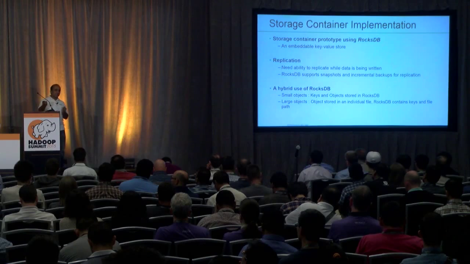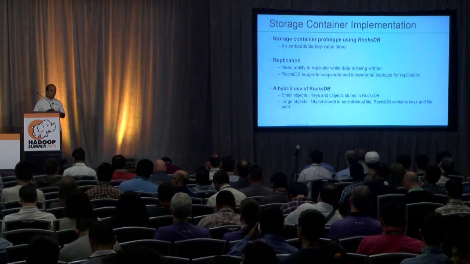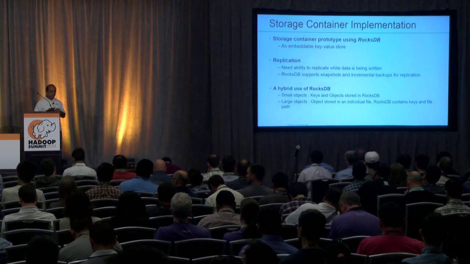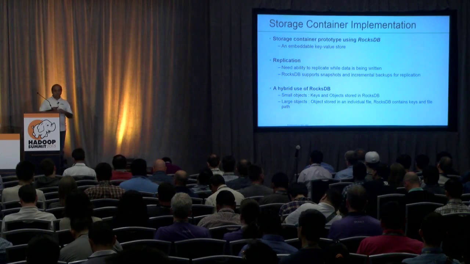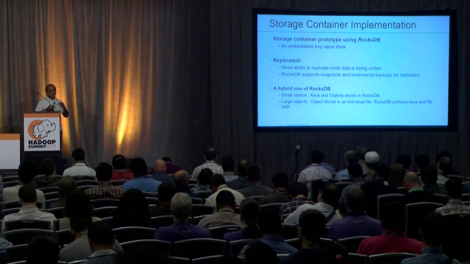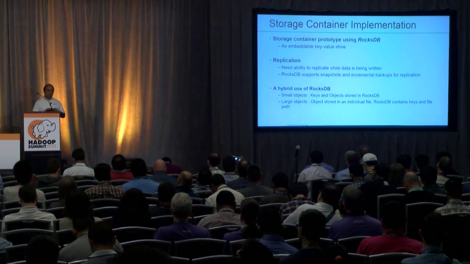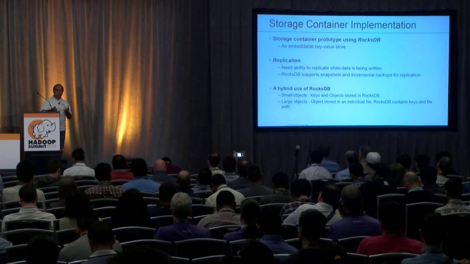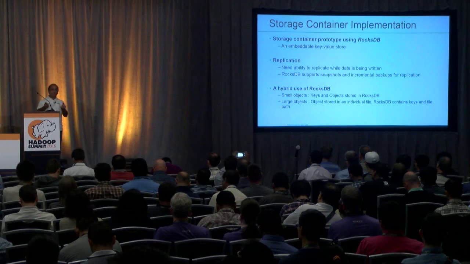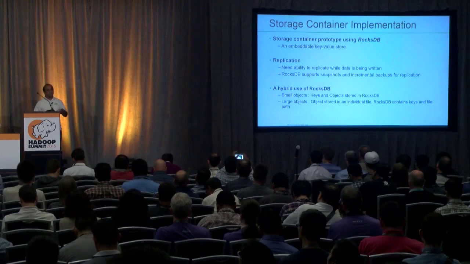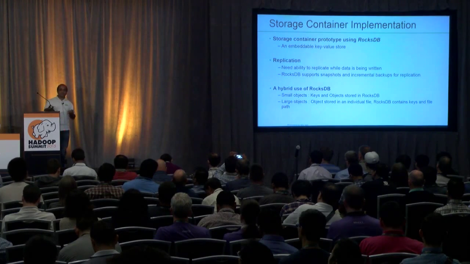One of the key design requirements here is that in case there is a pipeline failure and we now pull a new container into the pipeline, we have to make sure that this new container matches the state of the existing containers, and that will need some sort of live replication. RocksDB provides us snapshots and incremental backups, which also makes it a good choice.